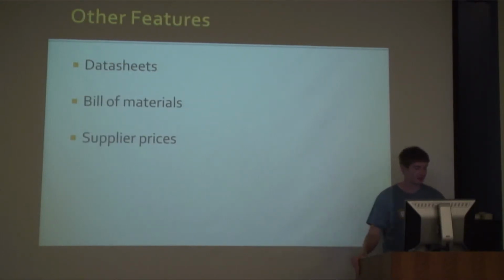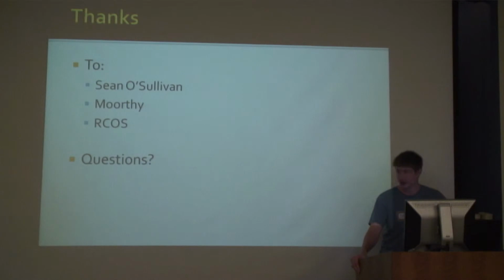It also has things like links to data sheets for each part, the ability to create a bill of materials, and then get that quoted, worst case by scraping supplier websites, although some of them have APIs that allow you to look that stuff up. And that's all we have so far. I don't have a demo for you, unfortunately.